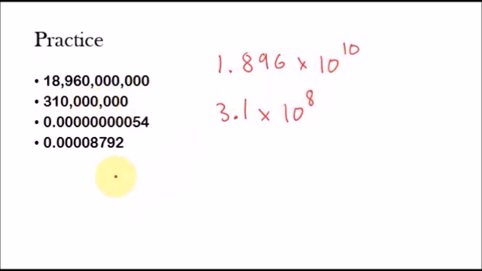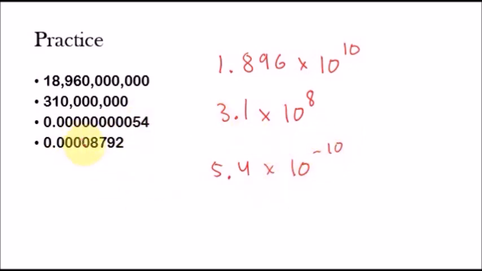Now here we have a very small number, so we're going to do the same thing. Make that 5.4, and multiply it by 10, and now we're going to have to count the digits from the 5 to the left. We start at 5 and count 1, 2, 3, 4, 5, 6, 7, 8, 9, 10, and we'd say negative 10. 5.4 times 10 to the negative 10th power.